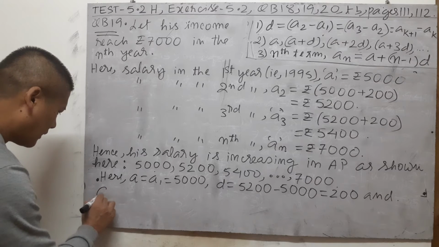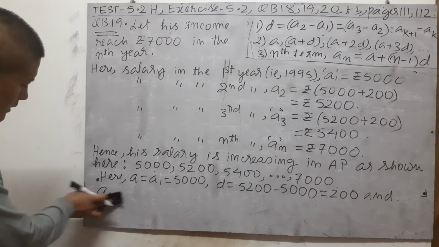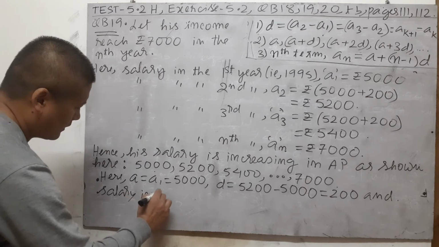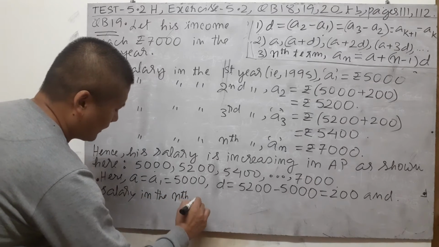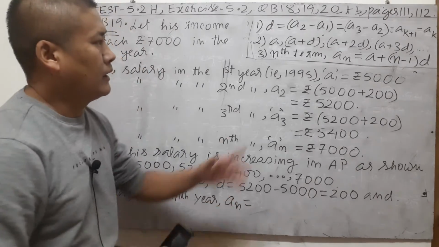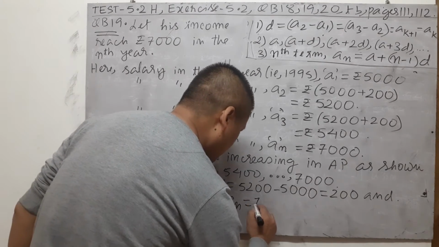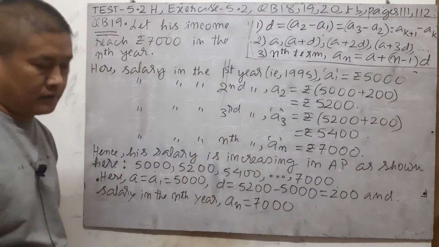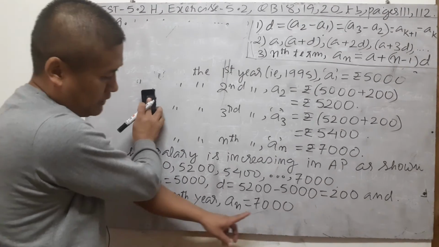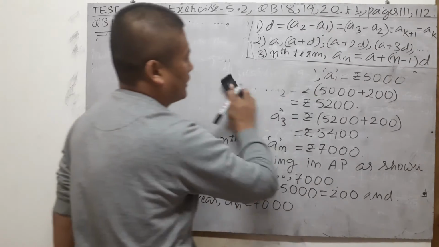His salary in the nth year, you can write, is An, the nth term value or salary in the nth year, equal to 7,000. So that's what we're getting. Now we can solve this and find out in which year his salary is going to reach 7,000. If we find n, that means we'll find the year in which it reached.